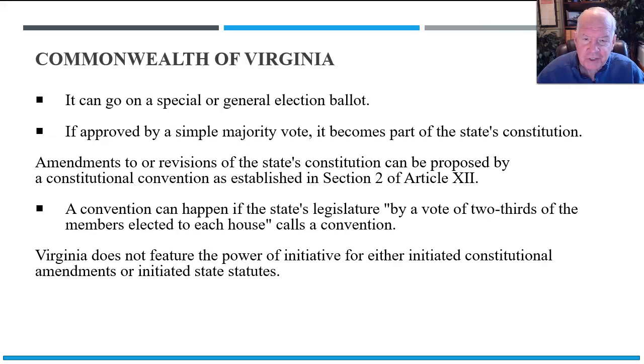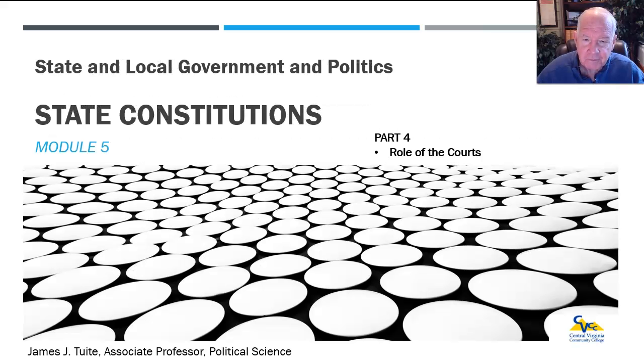Amendments to or revisions of the state constitution can be proposed by a constitutional convention as established in Section 2 of Article 12. A convention can happen if the state legislature, by a vote of 2/3 of the members elected to each house, calls a convention. Virginia does not feature the power of initiative for either initiated constitutional amendments or for initiated state statutes. In Part 4, we'll discuss the role of the courts.